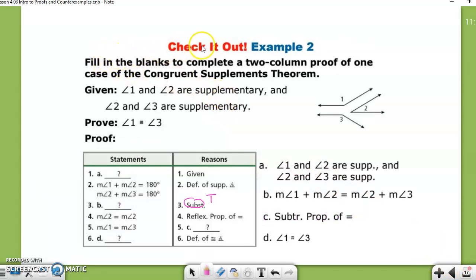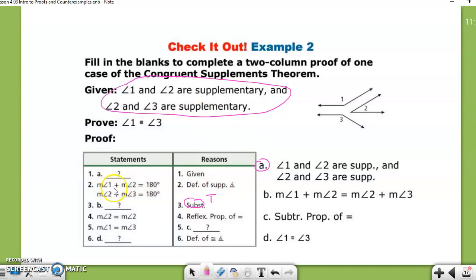So now let's look at the second example. We're going to fill in the two-column proof. We're given that angles 1 and 2 are supplementary. And we are given that angles 2 and 3 are supplementary. So I have to prove that angle 1 is congruent to angle 3. Okay, what's my given information? This was all my given information. So this is what goes in blank number 1. It's listed here as A.